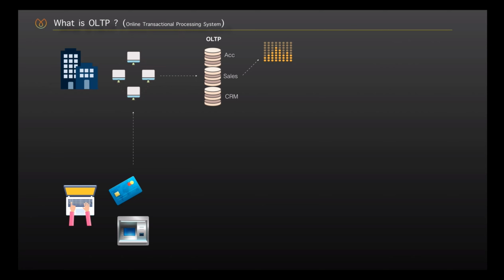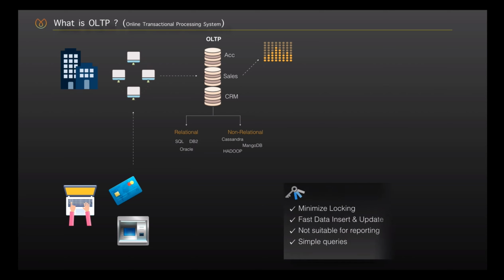While these databases have traditionally been relational, such as SQL Server, Oracle, or DB2, in recent times non-relational databases like Cassandra and MongoDB, or file systems like Hadoop, have been adopted as an alternative for storing raw data. The main purpose of transactional systems is to store day-to-day business transactions and minimize locking. Simply defined, fast data insert and update is the main focus for OLTP systems. It is not the place for complex queries or reporting data.